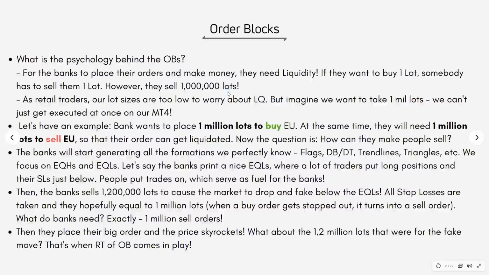So in order to take those lots, somebody has to give them 1 million lots from the other side, right? If they're looking to sell 1 million lots, somebody has to buy those 1 million lots. And retail traders can't do this, all right? So as you can see, our lot sizes are too low to worry about liquidity. So we're always going to get executed, right?